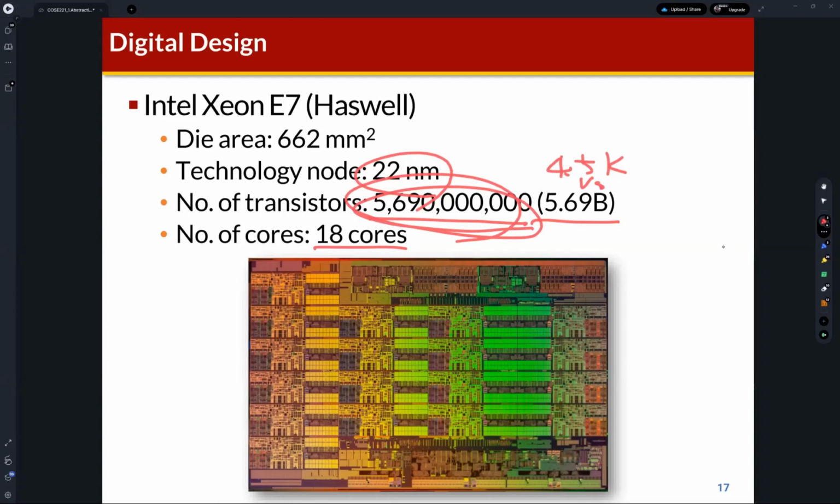What I want to say is that modern digital systems are very, very complex systems. A modern single chip includes many transistors. Then the question is how we can build these complex systems.